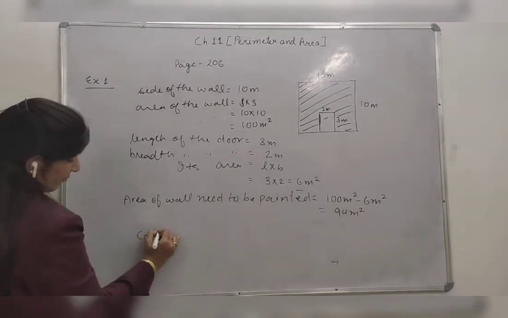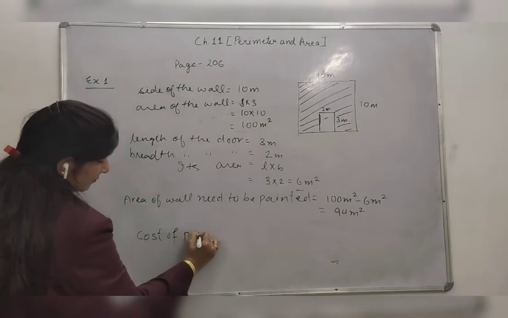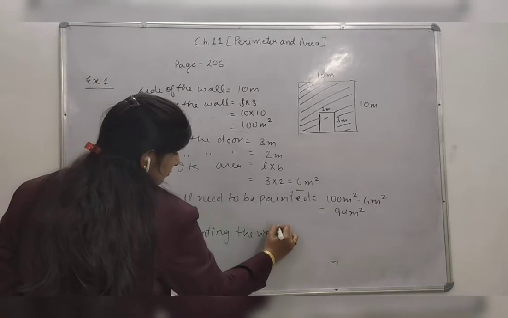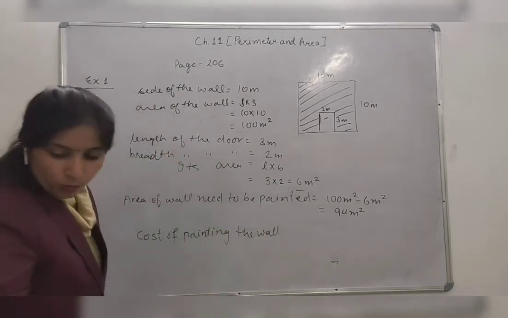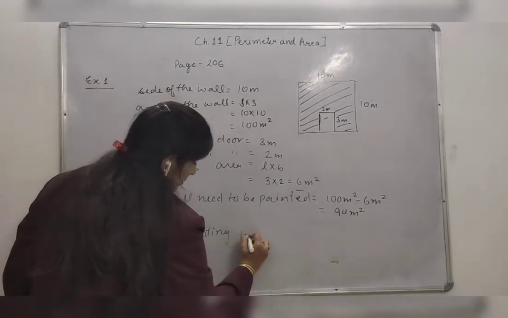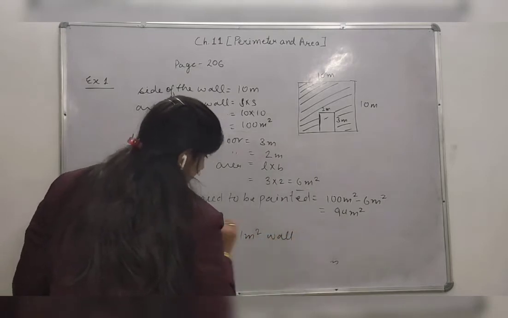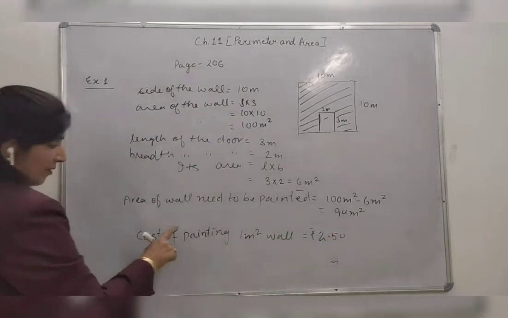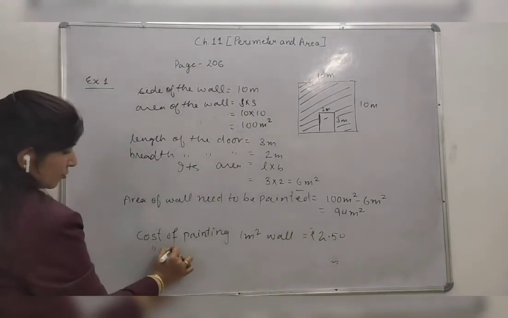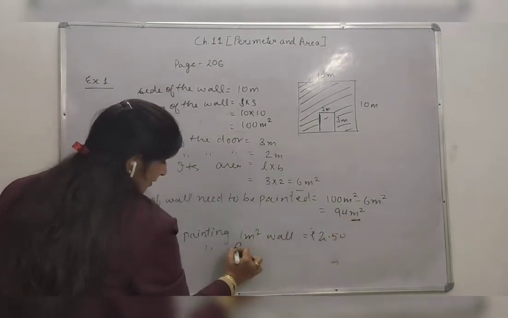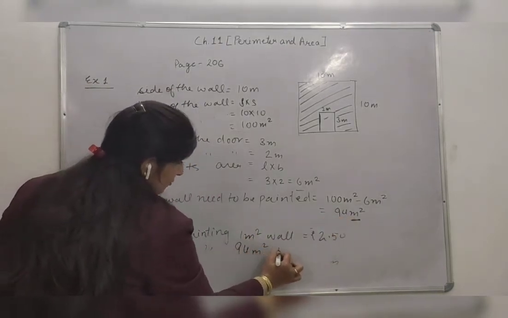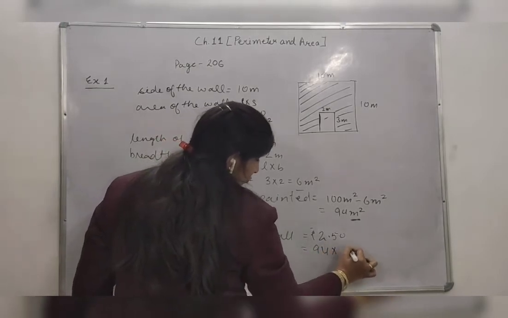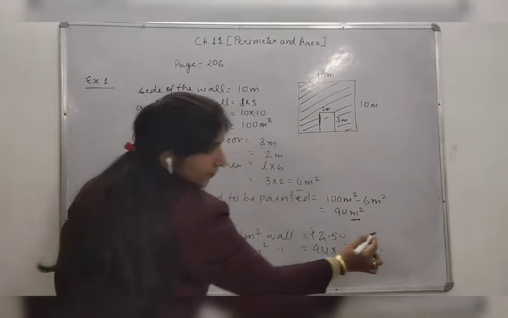Cost is given for the cost of painting the wall. I am writing that the cost of painting 1 meter square wall is 2.50 rupees. So for 1 meter square, this is the cost. So the cost of painting this much area, means 94 meter square wall, what should we do? 94 multiplied by rupees 2.50.